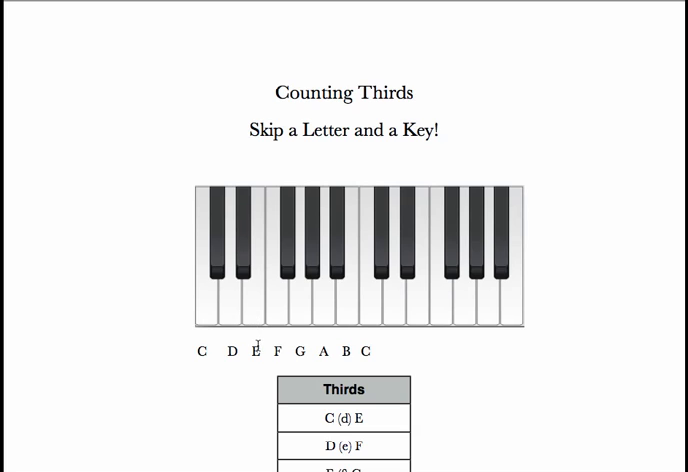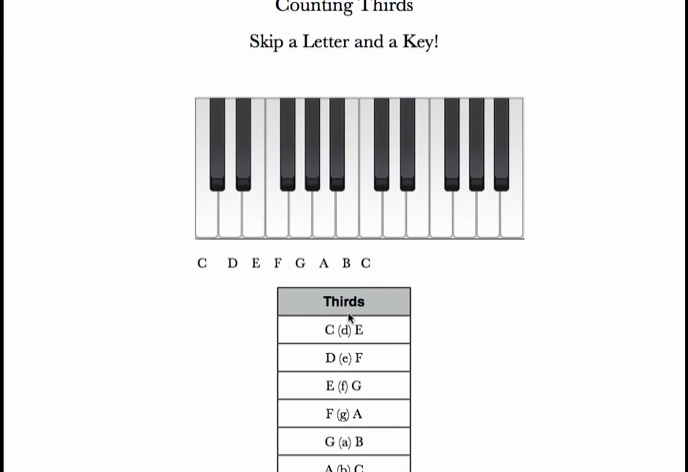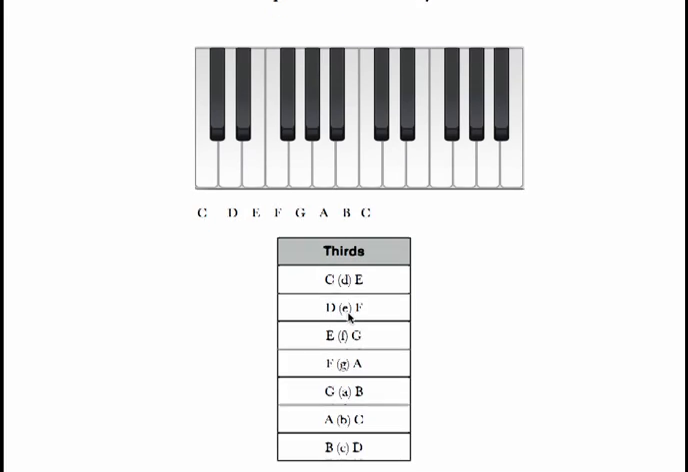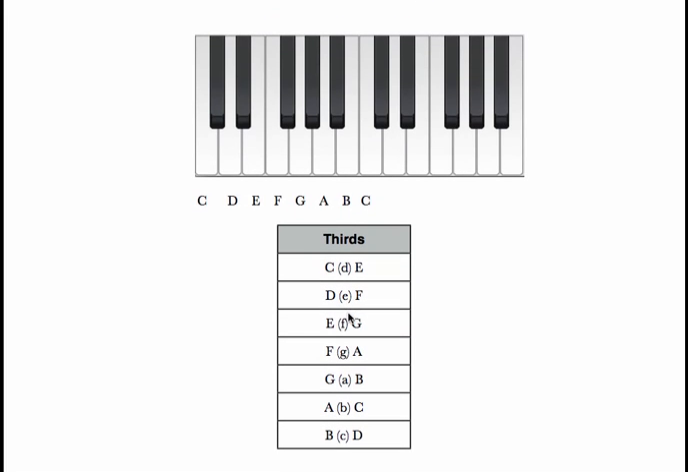Going from E, a third above is G. Going from F, a third above F is A, a third above G is B, a third above A is C, a third above B is D. Okay, so we've been counting thirds, and we just found it's pretty simple. Just skip a letter and a key.